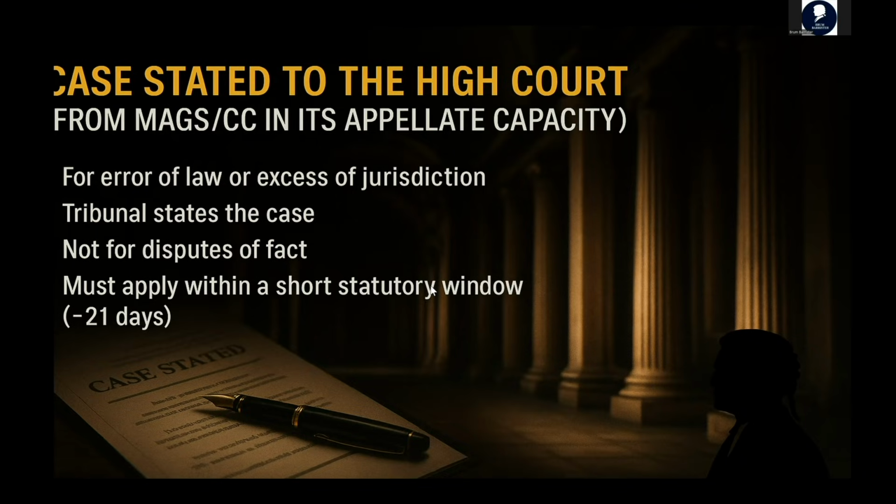But it's not about re-examining the facts. The tribunal literally states the case, writing out what happened and what question of law arises. This is then sent to the King's Bench Division of the High Court, and it's a paper-based process with tight deadlines. Typically, it's around about 21 days to apply. And this route is commonly used by both the defence and prosecution, where a clear point of law is in dispute.